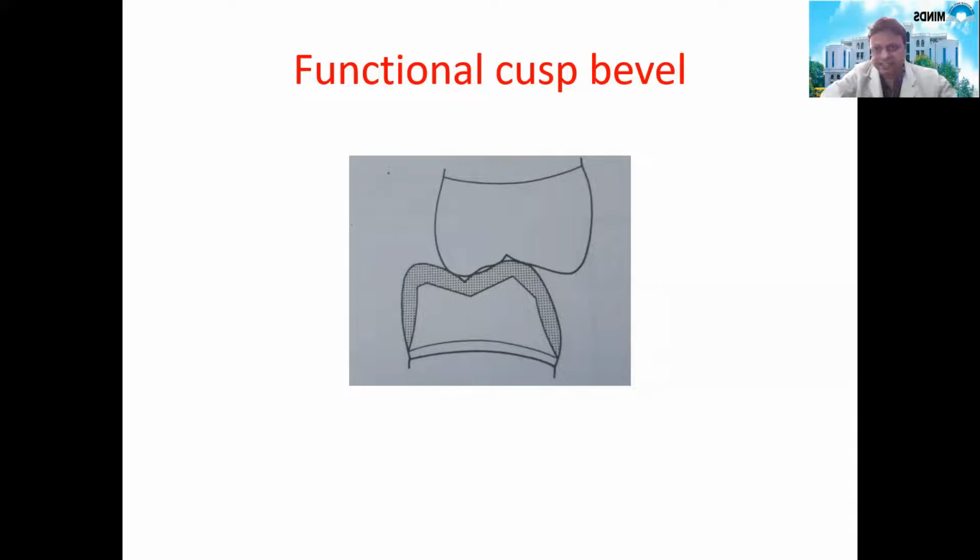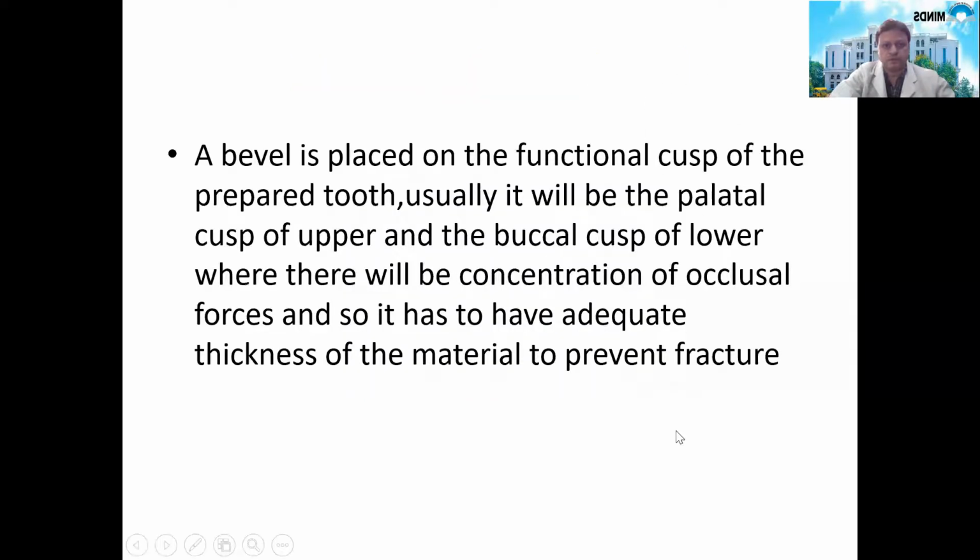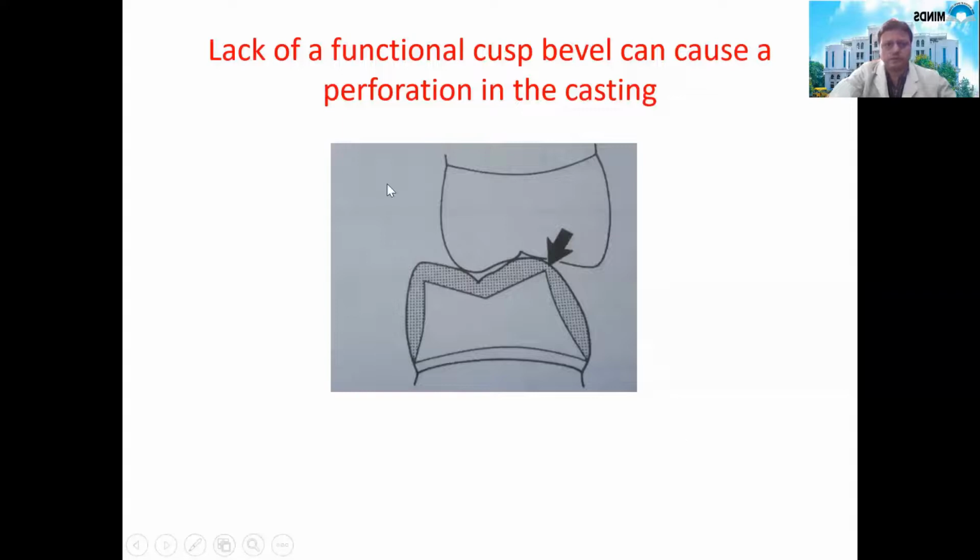So see that you bevel that surface so that we have adequate material, the restorative material, the ceramic or the metal. And in turn, it will be able to withstand the occlusive forces without fracture. So here in this picture, you can see the functional cusp. It has not been beveled. And in turn, the restoration is weak in that junction. And definitely, this will fail. This will go for perforation and fracture.